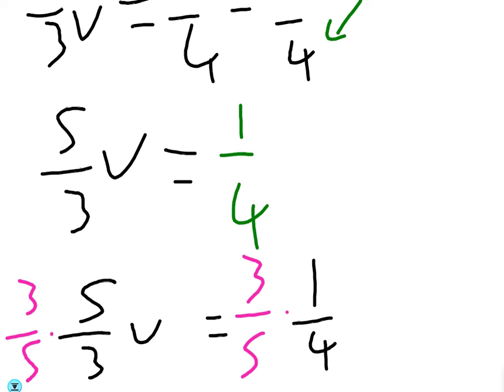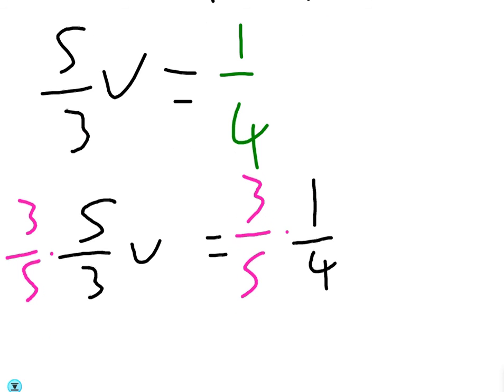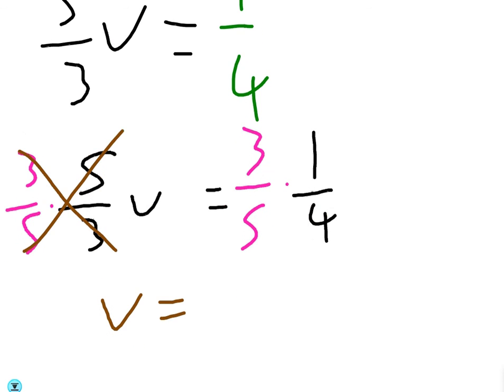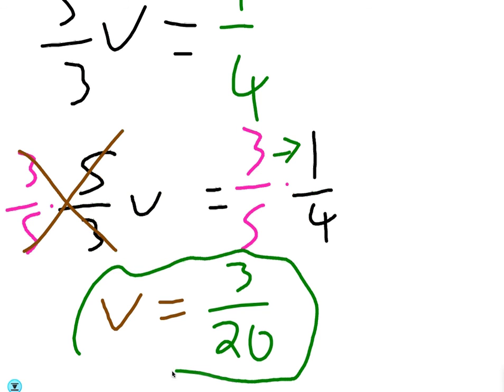Okay? So we spent a lesson on that. For some reason, I don't think you guys remembered it, but the reason we do that is because that cancels out and we're left with v on the left. Okay? And then when you multiply two fractions, you just multiply straight across. 3 times 1 is 3. 5 times 4 is 20. And there you go. So that's probably the hardest two-step equation you'd have to do in this particular form.